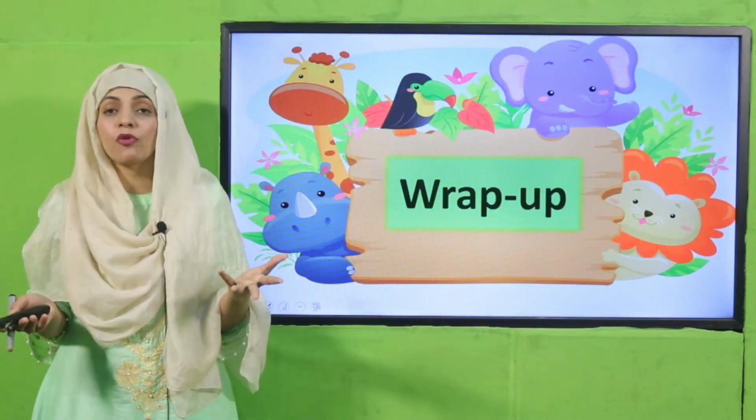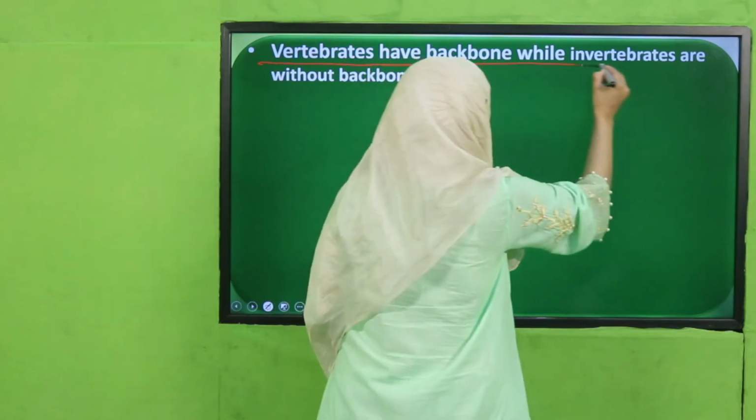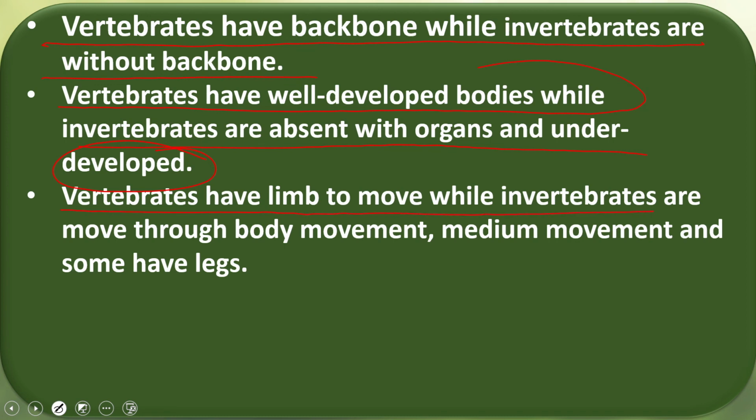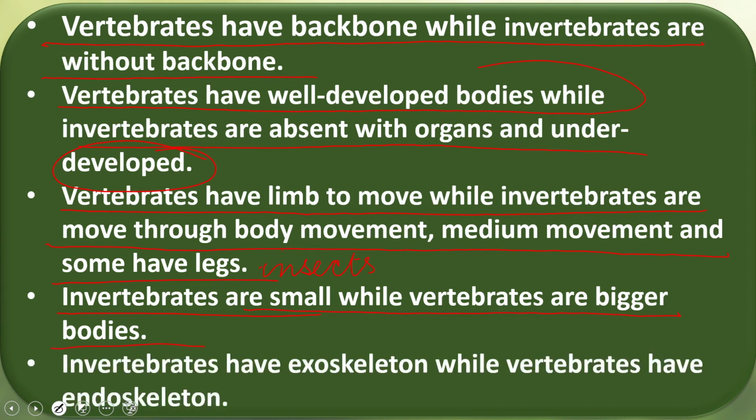Now next is time for wrap up. So today what we have learned? Today we have learned that vertebrates have a backbone while invertebrates are without a backbone. Vertebrates have well-developed bodies while invertebrates are absent of organs and underdeveloped. Vertebrates have limbs to move, while invertebrates move through body movement, and some have legs. So invertebrates that have legs, they are insects. So invertebrates are small while vertebrates have bigger bodies. Invertebrates have an exoskeleton, whereas vertebrates have an endoskeleton.